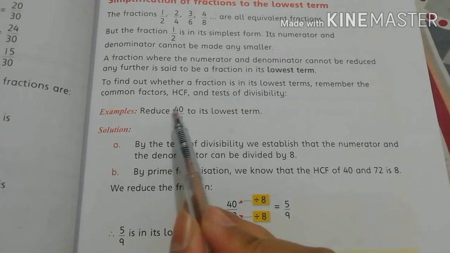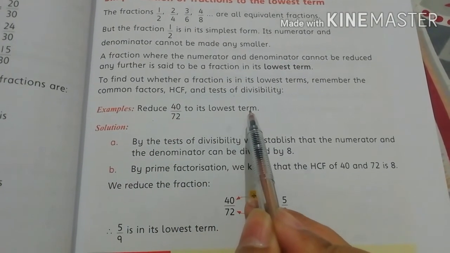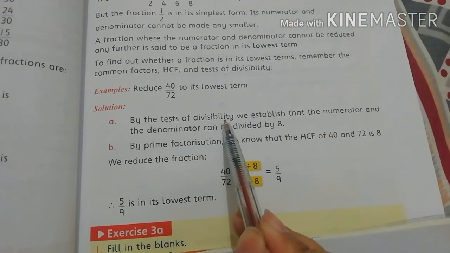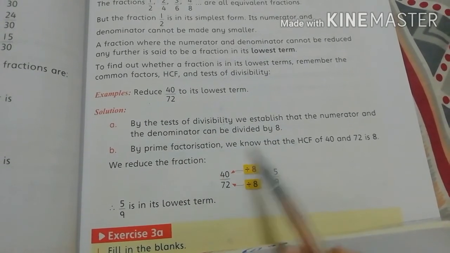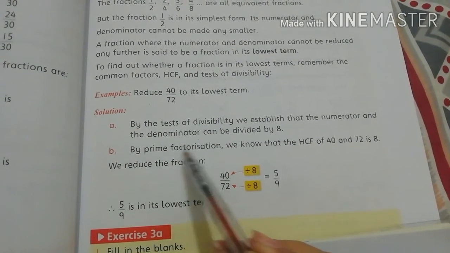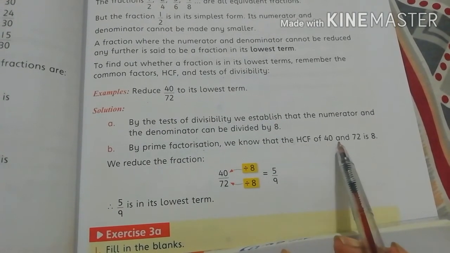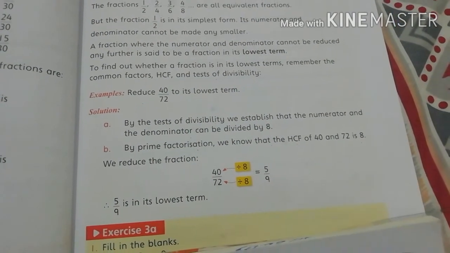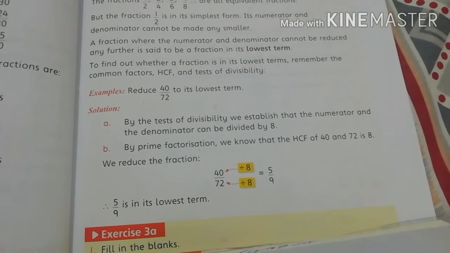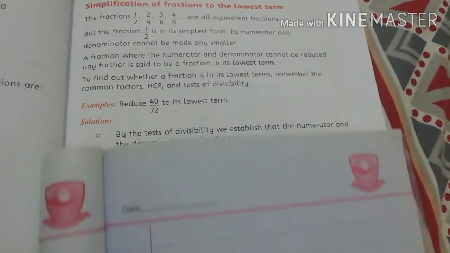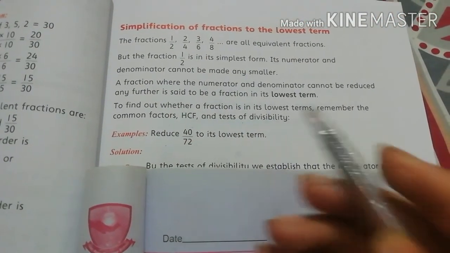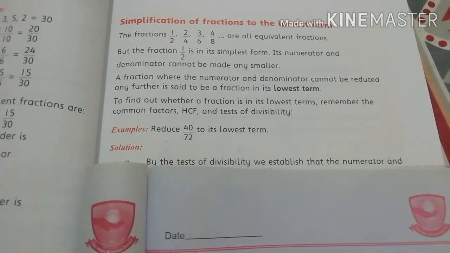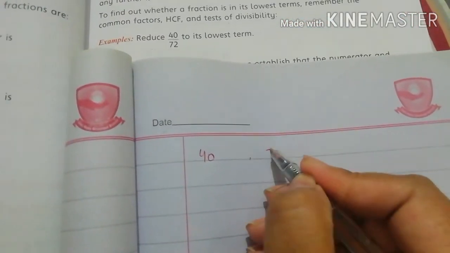Example, reduce 40 by 72 to its lowest term. By the test of divisibility, we established that the numerator and denominator can be divided by 8. By prime factorization, we know that the HCF of 40 and 72 is 8. Let's check. We have to find the HCF by long division method. So we have to find the HCF of 40 and 72.